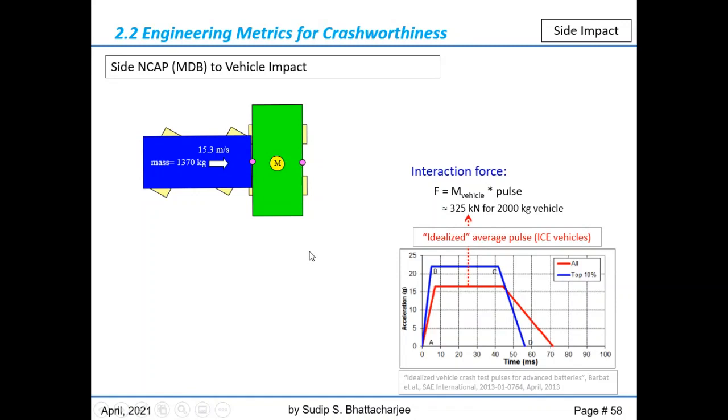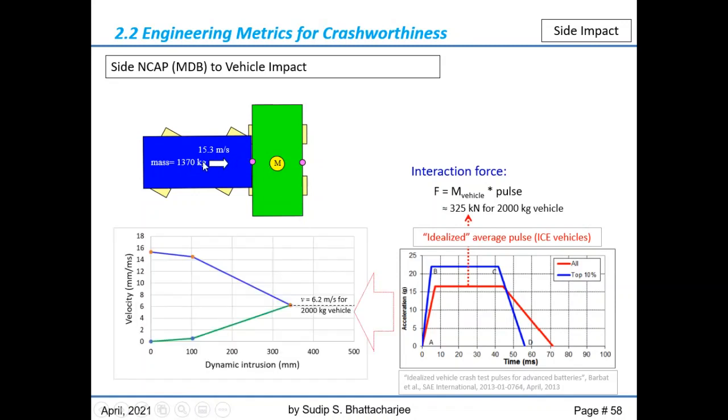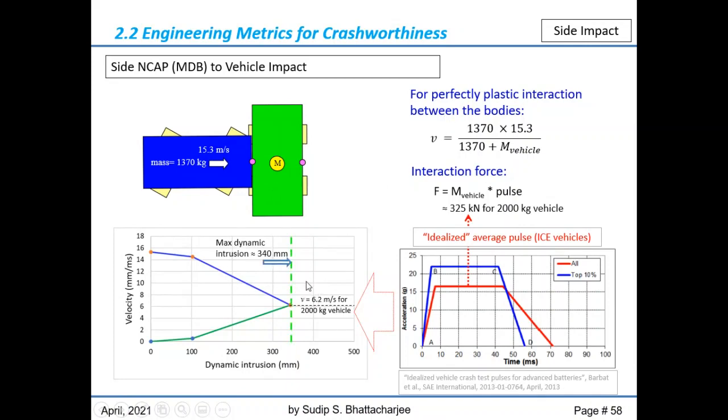We can take this analysis a bit further. We can look into the translation or motion of the impactor and the relative motion of the impacted vehicle, and we can even calculate how much intrusion is happening inside the deformable vehicle that is being impacted. For that, we can use the principle of momentum, and we can find out really what is the equilibrium velocity between these two bodies from conservation of momentum. And with some calculations, we can also figure out how much intrusion is happening in the impacted vehicle. It's just to give you an idea of typically how much you can expect, 340 millimeters on average.